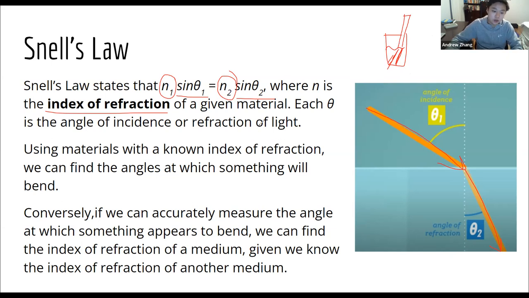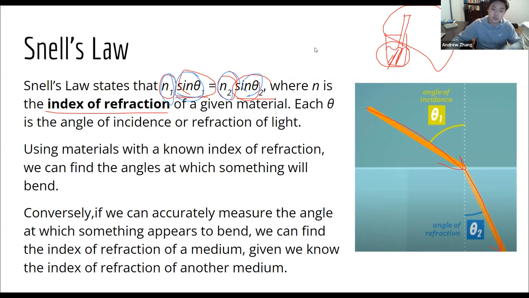And if we can measure the angle at which something bends, then if we know the index of refraction of one medium, we can find another one. So for instance, if we had some weird matter in here, it wasn't water, it was something like a new element, I don't know. But if we already know the refraction index of air, which is all around here, and we can measure the angles accurately enough, then we'll have both. Let's say this is N air, we'll have the angles, of course, and that allows us to solve for N2. So that's a possible application we could use with Snell's law.